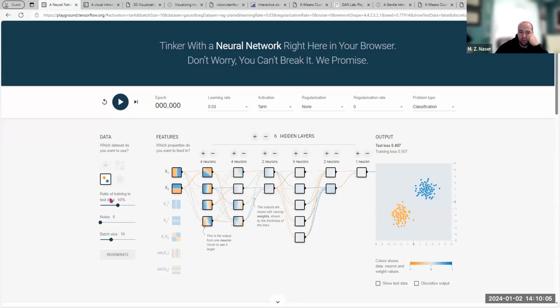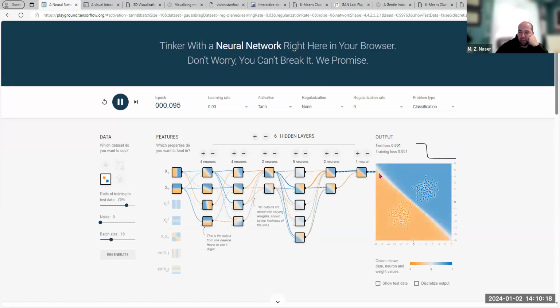And here we can choose, do you like to have 50% for training, 50% for testing? We could say, let's have 70 for training, 30 for testing. Let's not have any noise. And let's just run it. And you can see here the model can easily break everything down into 2 classes, blue and orange. Now you can say, well, can I change the learning rate? So all these are options now.